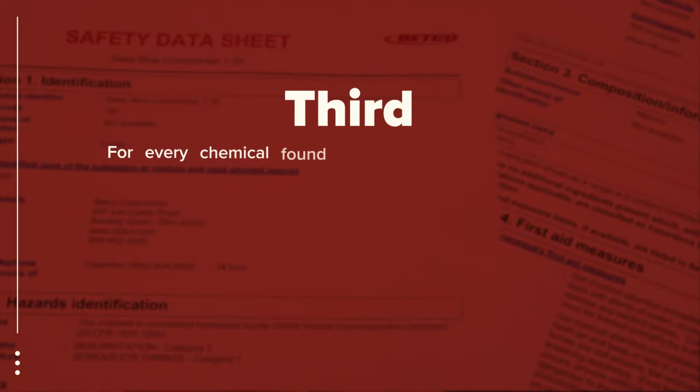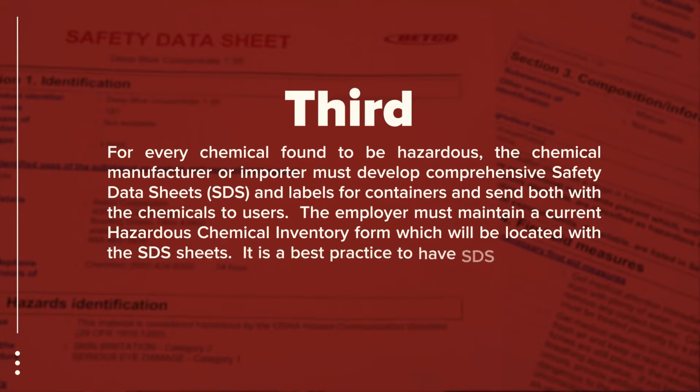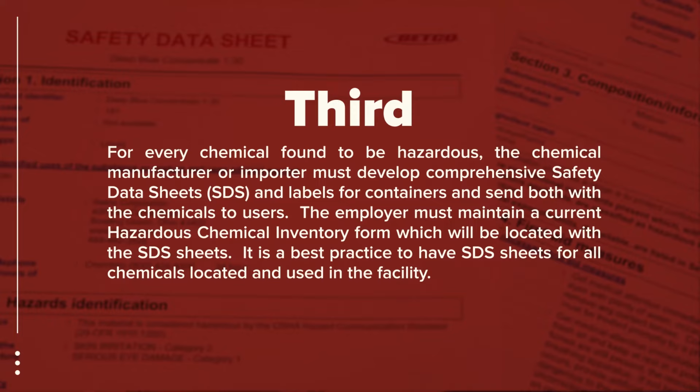Third, for every chemical found to be hazardous, the chemical manufacturer or importer must develop comprehensive safety data sheets, SDS, and labels for containers and send both with the chemicals to users. The employer must maintain a current hazardous chemical inventory form, which will be located with the SDS sheets. It is a best practice to have SDS sheets for all chemicals located and used in the facility.